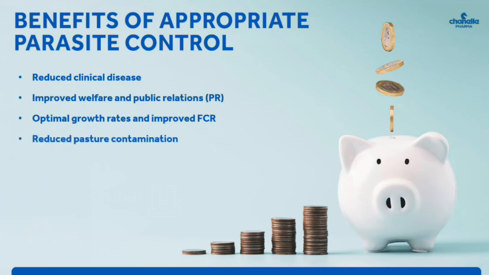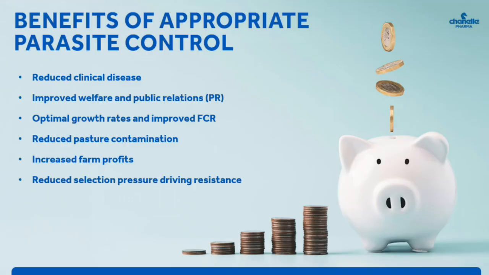We reduce pasture contamination. This is obviously important for stock that are grazing the pasture currently, but also stock that will graze those pastures in the future. By using appropriate treatment, we will increase farm profits, and that's based on that simple return on investment formula. We will also reduce the selection pressure driving parasite resistance, and we will extend the lifespan of the products that we have available to us today.